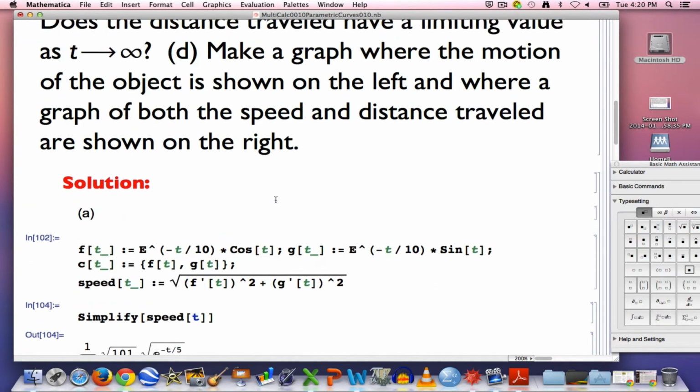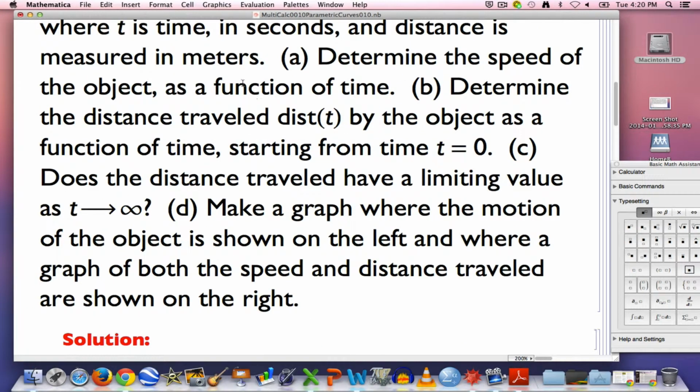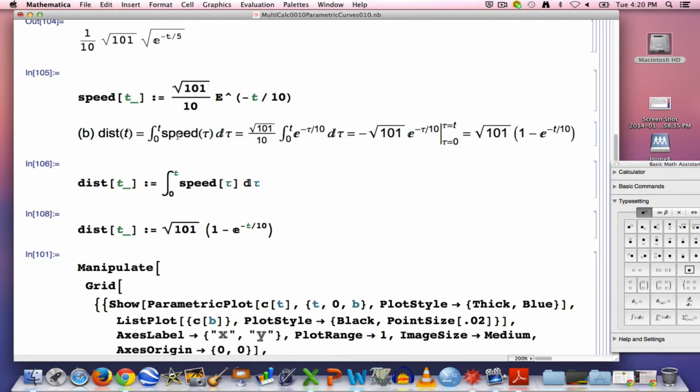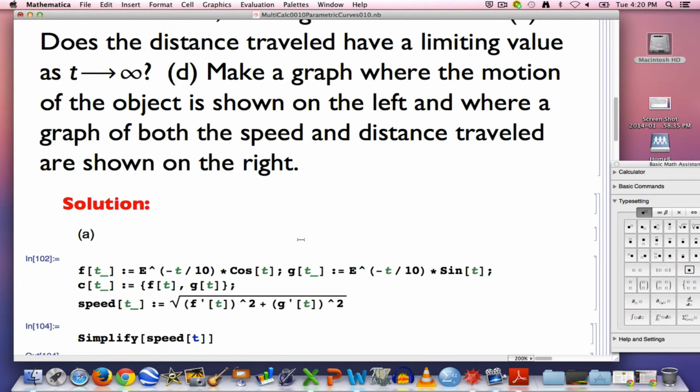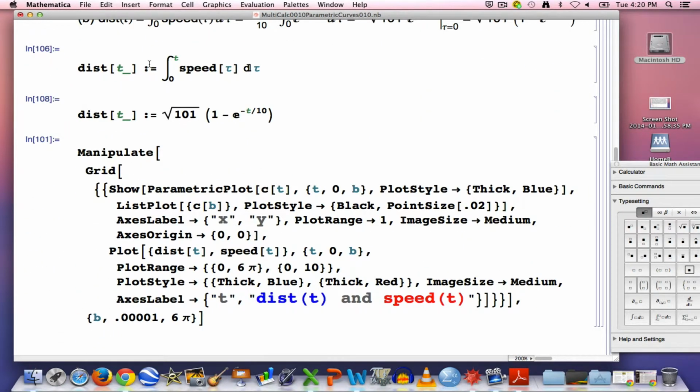What have we done so far then? We've figured out the speed as a function of time. Its units would be meters per second. We figured out the distance traveled as a function of time. This thing, its units would be meters. The last two things to do are to figure out whether the distance traveled has a limiting value as t goes to infinity or not. And we also want to make our graphs. Let's actually look at the graph first and see if we can guess the answer about the limiting value based on the graph.